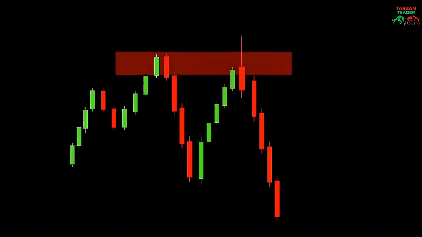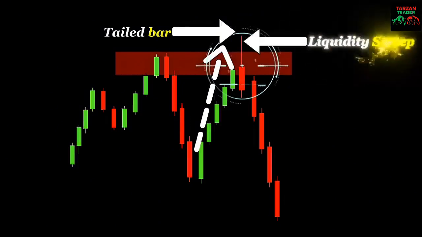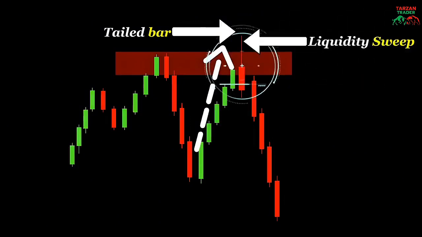Now let's look at a tailed bar at a supply zone. In this case, smart money pushes the price above the supply zone, triggering stop losses and filling buy orders. After the liquidity sweep, the long tail shows that sellers quickly stepped in and rejected the higher prices. The body of the tailed bar closes below or inside the supply zone, signaling that smart money has rejected the higher price level and the market is likely to move downward.